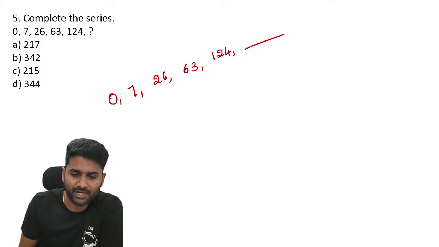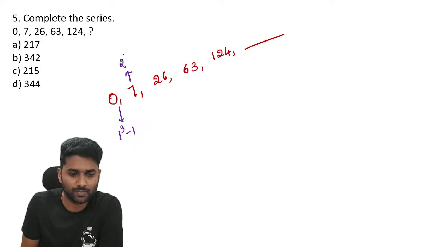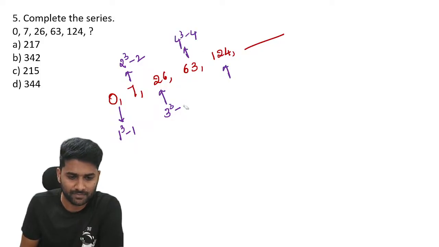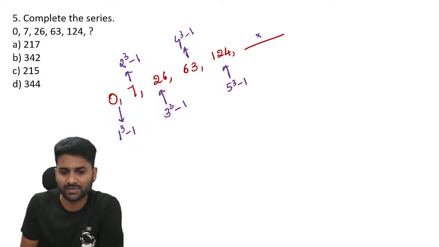Very good. So each and every number is near to a perfect cube. See, 0 you can get as 1 cube minus 1. 7 is all about 2 cube minus 1. And 26 is all about 3 cube minus 1. And 63 is 4 cube minus 1. And 124 is all about 5 cube minus 1. So all are a natural number sequence. Here the missing number: the next number after 5 is 6, take the cube of that number and subtract 1. So the answer is 215.